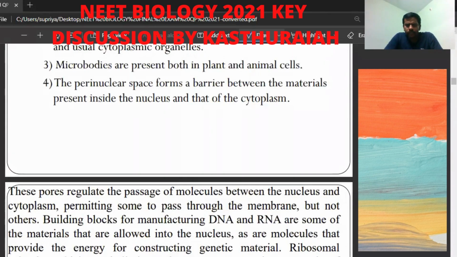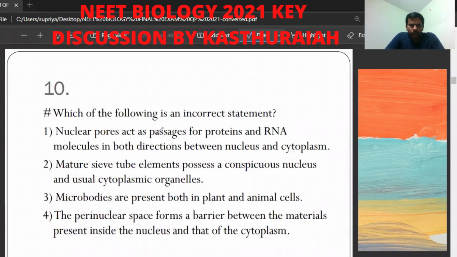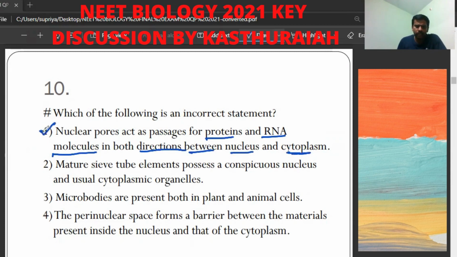Here, the 4 statements. See statement number 1. The nuclear pores act as passages for proteins and RNA molecules in both directions between the nucleus and cytoplasm. This option is correct. It's not incorrect.